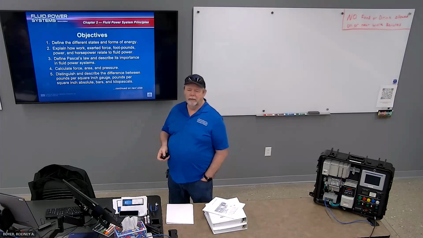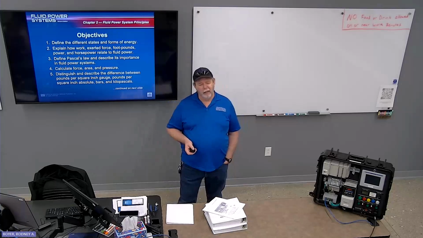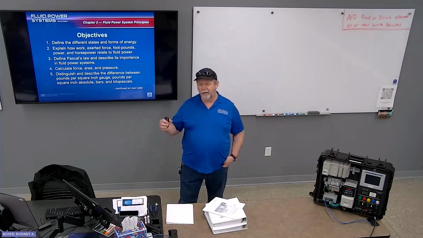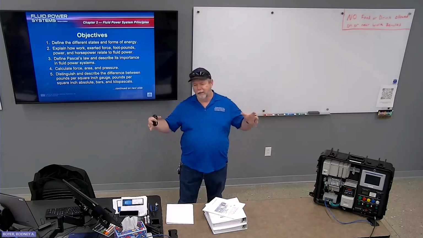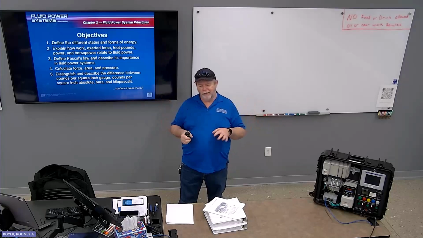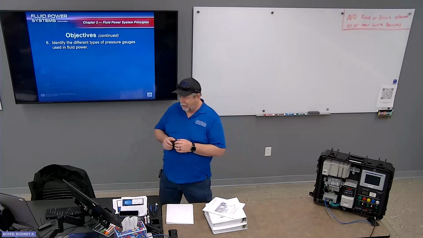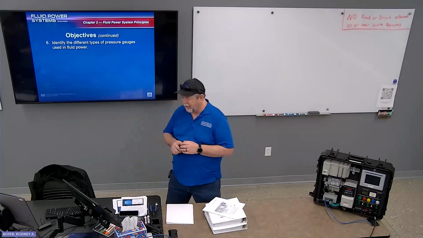Average. While sea level is the same all over the world, technically it's not, because you have the moon and the sun pulling on it, creating tides. And you have high pressure, low pressure areas in the atmosphere and all kinds of stuff. So average 14.7. And then last but not least, we're going to identify the different types of pressure gauges used in fluid power.